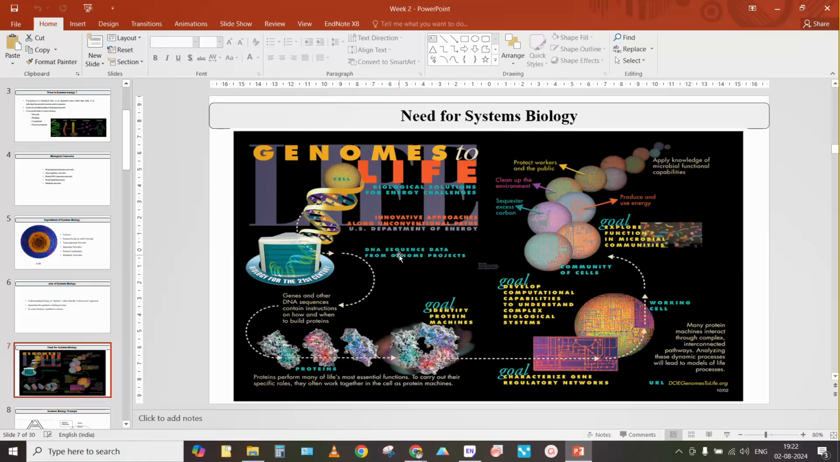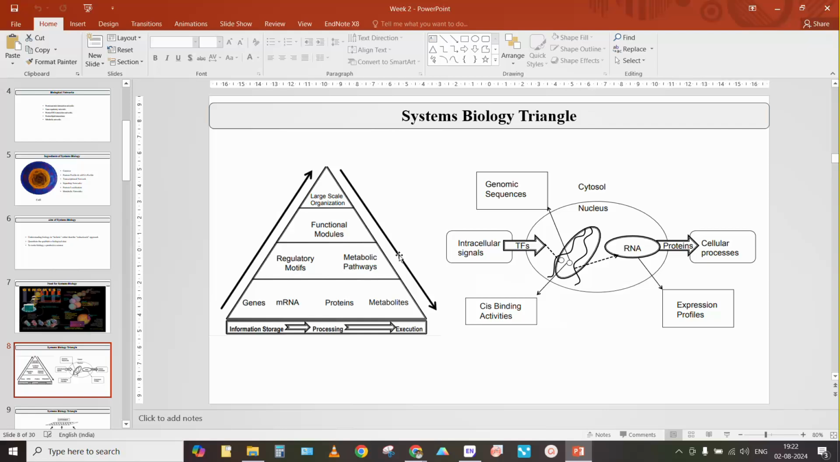So, which aims to understand the system structure and functions for better understanding of system property. Okay. So the next thing is the systems biology triangle. So what is the systems biology triangle?